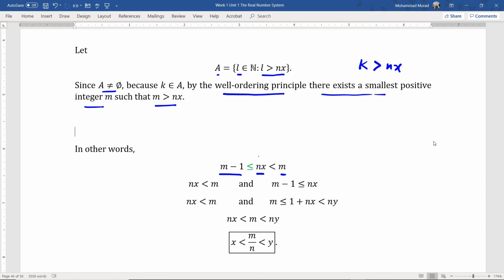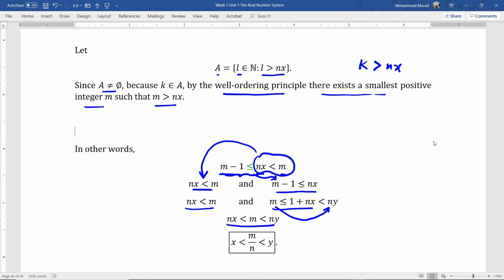Now taking this inequality here and this inequality here, we obtain two inequalities. Namely, the second inequality gives nx is smaller than m, and the first inequality gives m minus 1 is smaller than or equal to nx. The latter can be written by transposing the 1 to the right-hand side as m is smaller than or equal to 1 plus nx. But as in equation 1, we obtained that 1 plus nx is smaller than ny. So we have two inequalities now. nx is smaller than m, and m is smaller than ny.